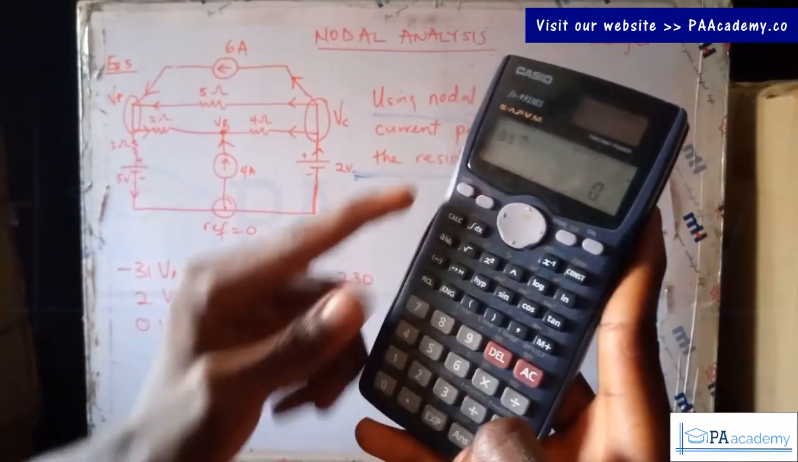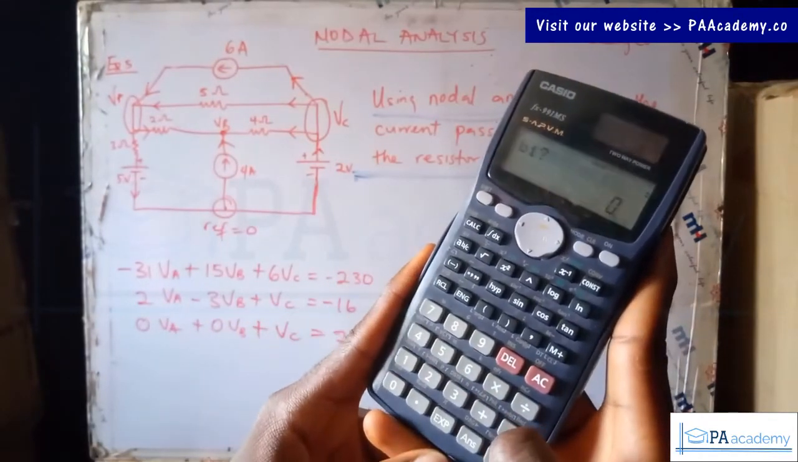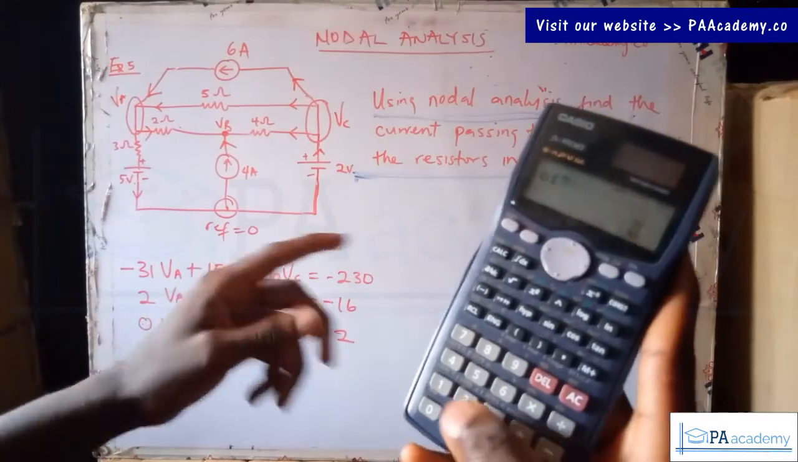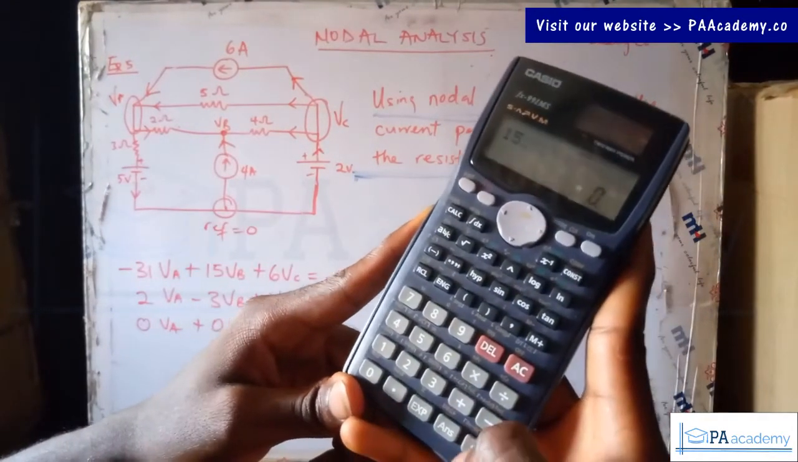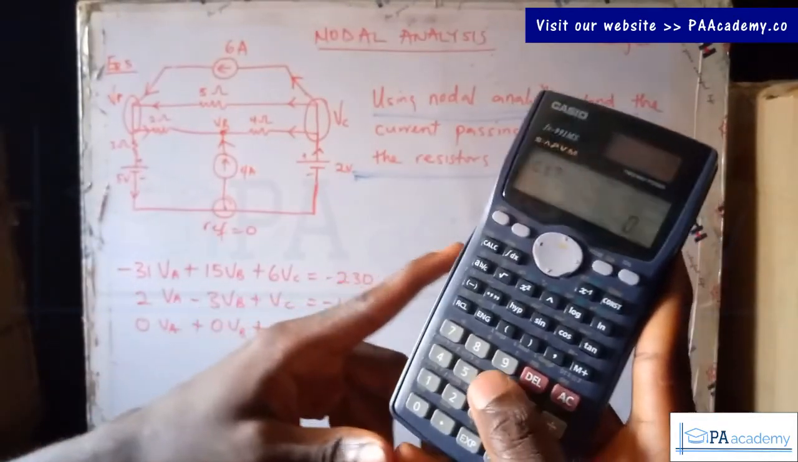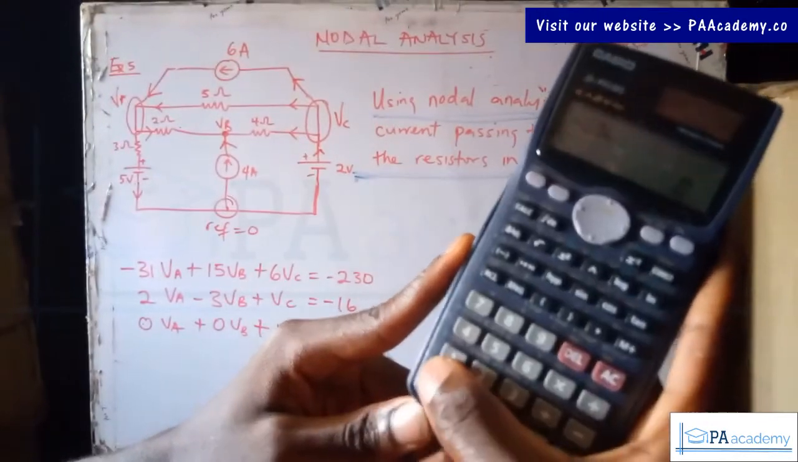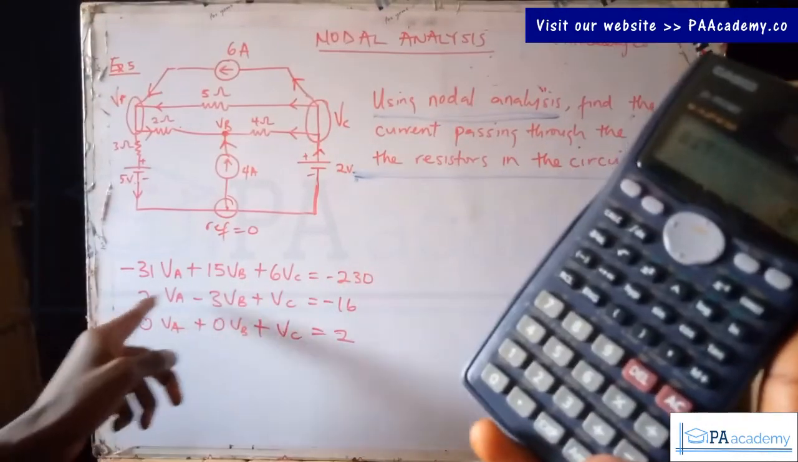And then it's asking for A1. So A1 is minus 31. You press your equals button. Your B1, that's 15. You type your 15, you press your equals. It asks you for C1, which is 6. D1, which is minus 230. So minus 230. Once you put it in, you press your equals button. So you continue in that order.